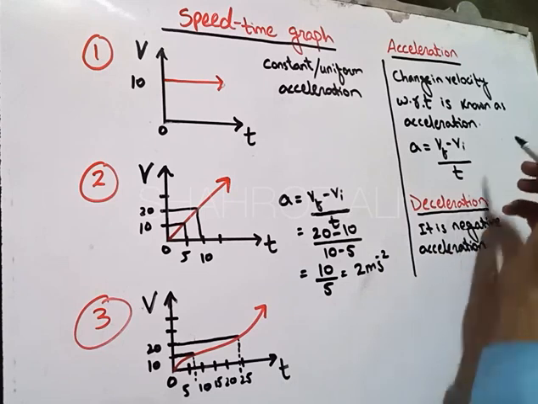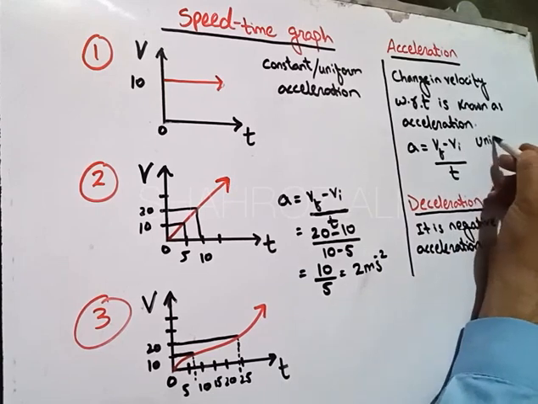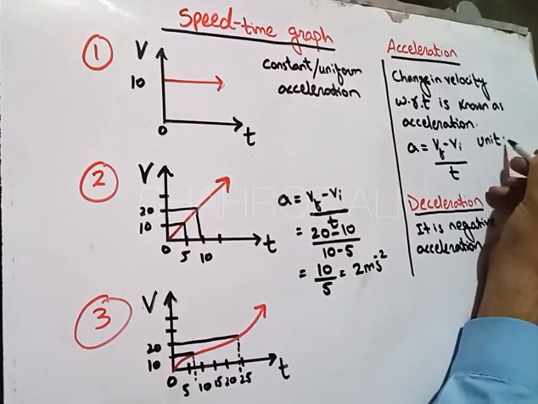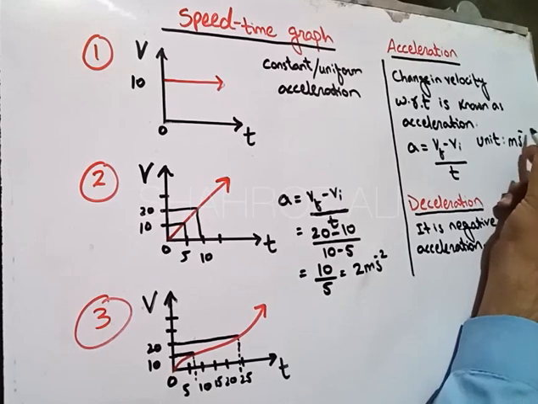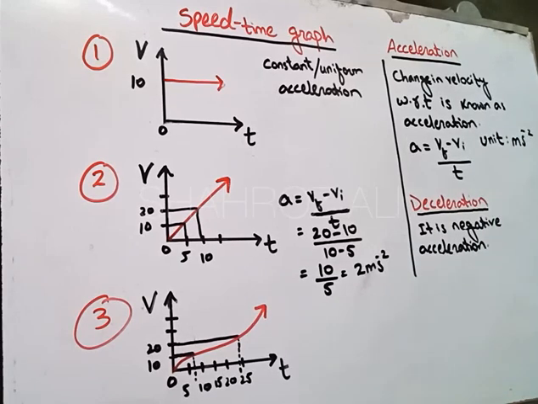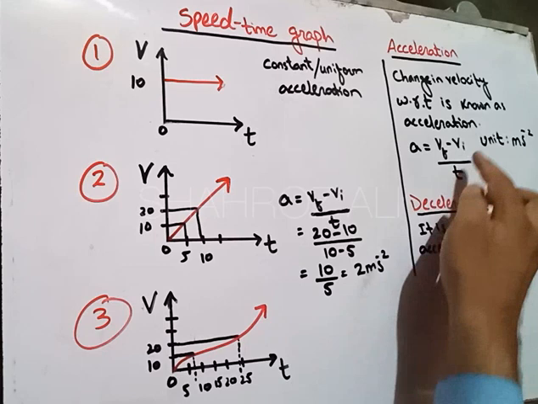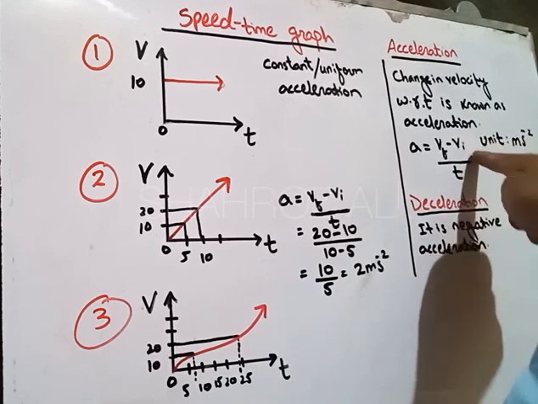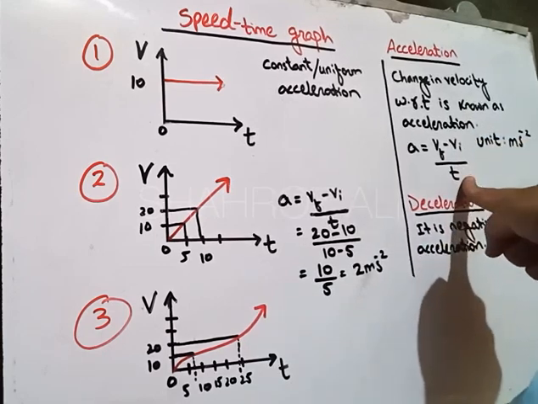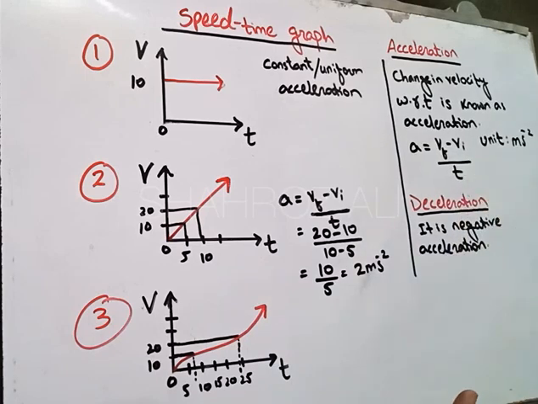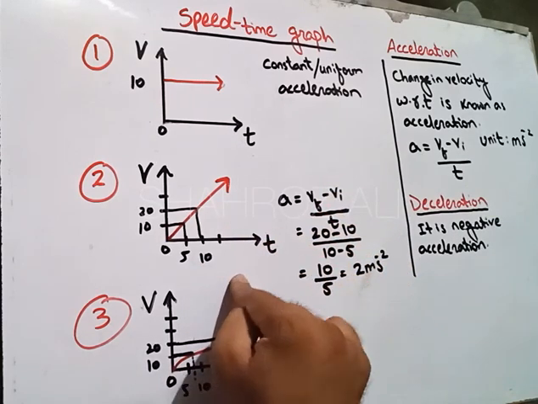Now here you can also write the unit. Unit is meter per second square. The unit of the velocity is meter per second. Now the unit of the acceleration is meter per second square, because velocity is already included in it, and velocity is divided by time. So second is also added into the lower part, and then it will give you meter per second square. Okay, so what does it tell us?